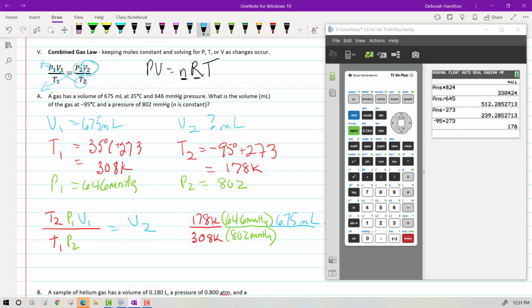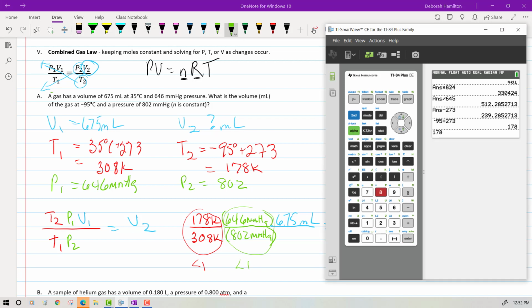Double check, my T2 needs to be 178, so that goes on top. So we can take a look and see if we can make some kind of prediction. All right, that number is less than 1. This number is also less than 1. This fraction here is also less than 1. So our volume should go down, yes? All right, let's see what happens.